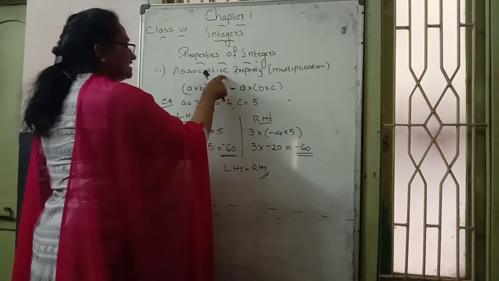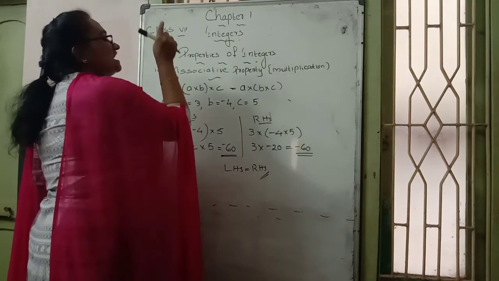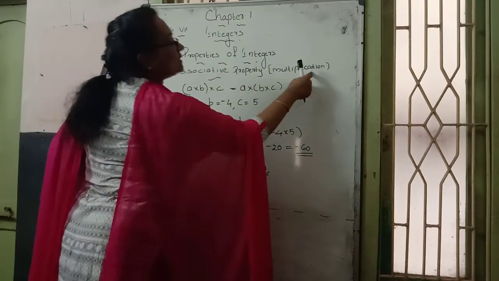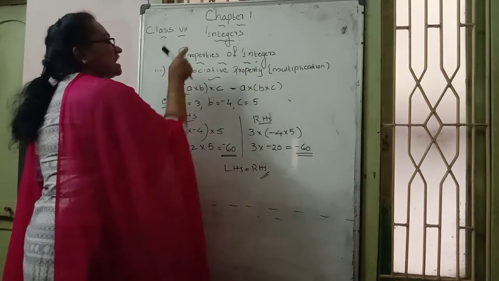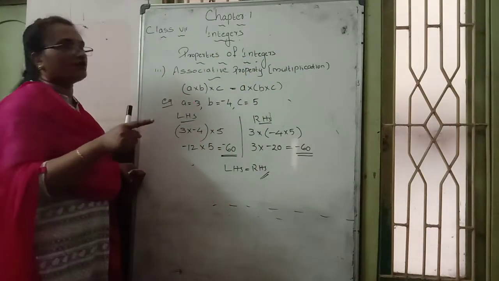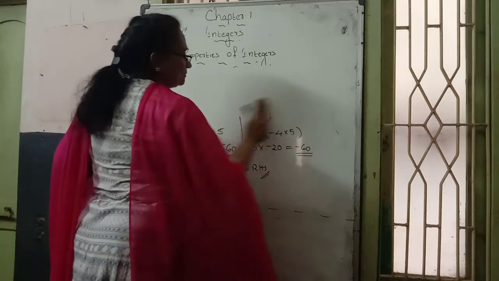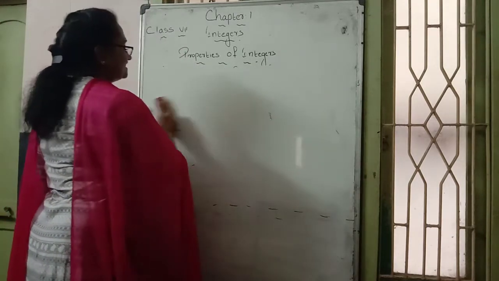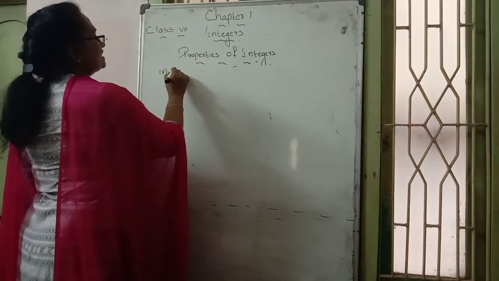Associative property: integers are associative under multiplication. What can we conclude? Integers are associative under multiplication. I hope you can understand. Then one more property is there, and that property is named the distributive property.